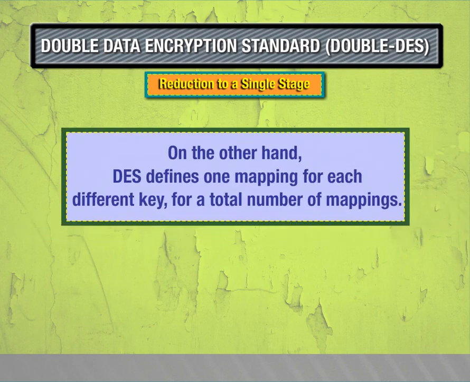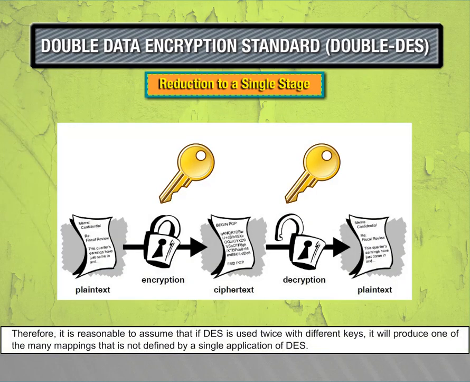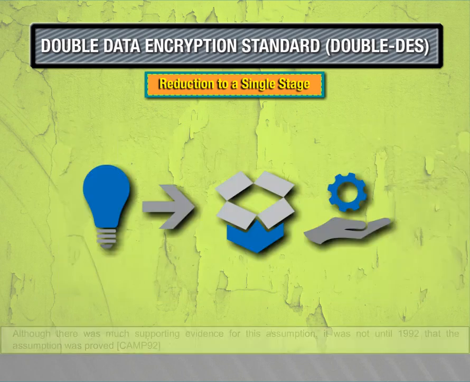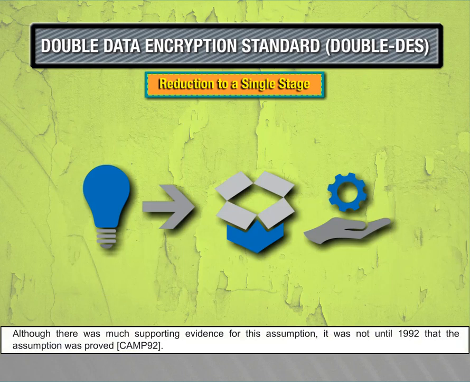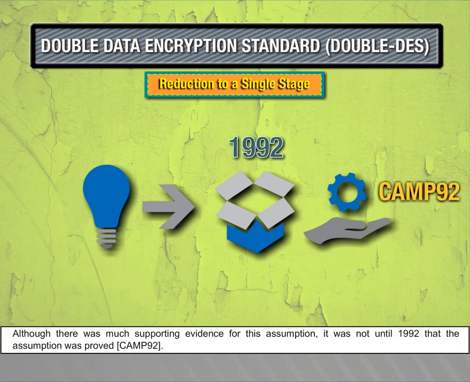On the other hand, DES defines one mapping for each different key, for a total number of mappings of 2^56, which is less than 10^17. Therefore, it is reasonable to assume that if DES is used twice with different keys, it will produce one of the many mappings that is not defined by a single application of DES. Although there was much supporting evidence for this assumption, it was not until 1992 that the assumption was proved, [CAMP 92].